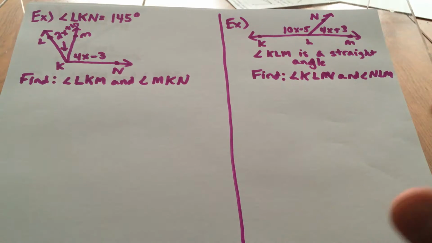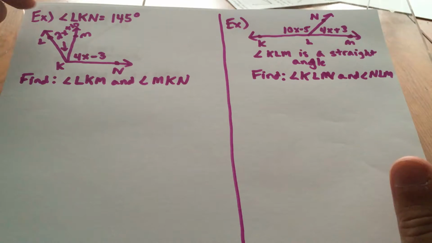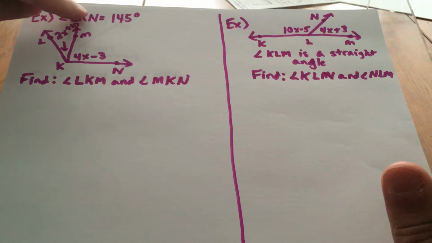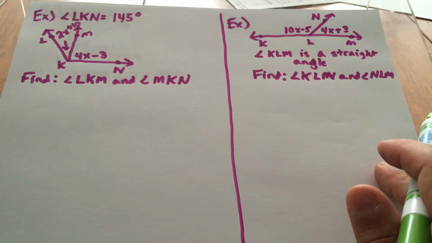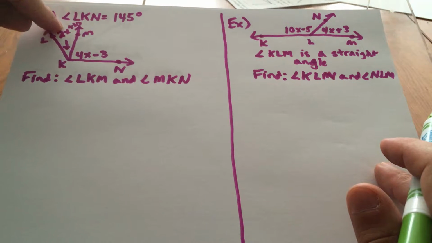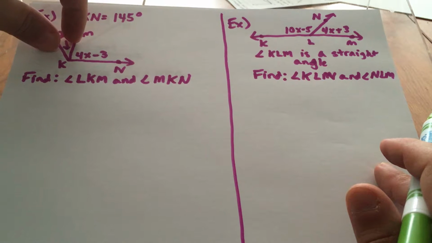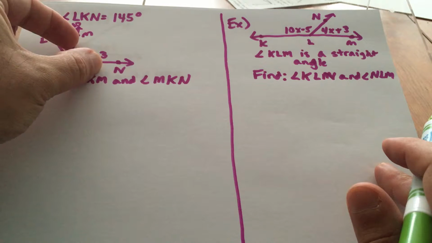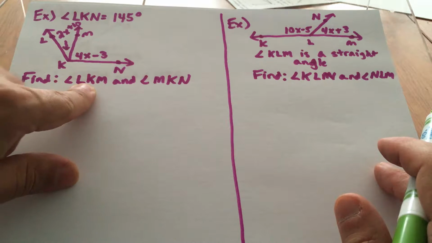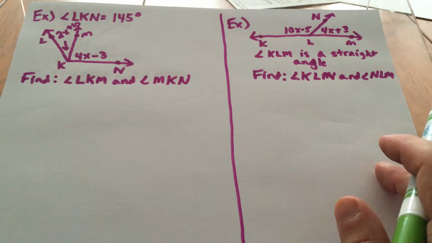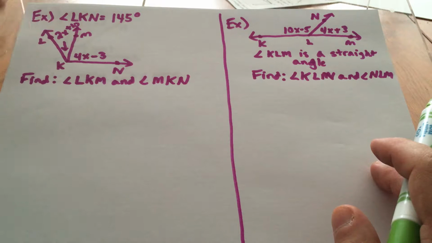All right, so what I've got here, and I hope you can read it well, I say that the measure of angle LKN, so this big angle here, is equal to 145 degrees. And then I've got these two smaller angles where this one is equal to 2x plus 10, and this other small angle here is equal to 4x minus 3. They want us to find the angle LKM and angle MKN. So they give us x's here. We need to find x first, and then when we find x, we'll plug the number into these values here and see what the actual angle is.